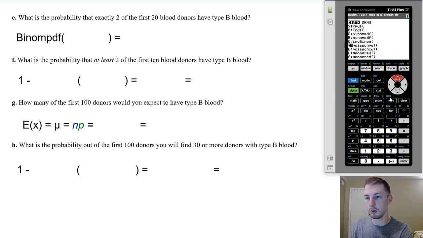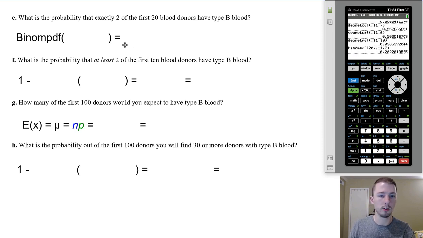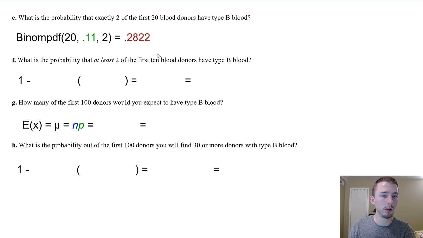So variables, binomial PDF. Number of trials, we're doing out of 20 trials. Probability of success is 0.11, and we're looking for exactly 2, which is 28 point something. All right, 28.22%. What is the probability of at least 2?